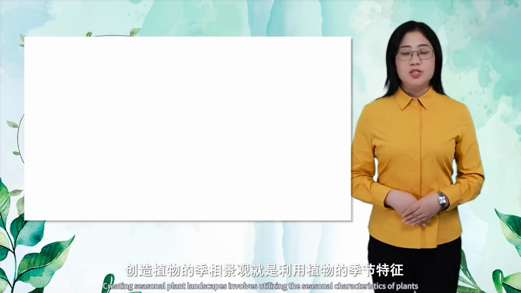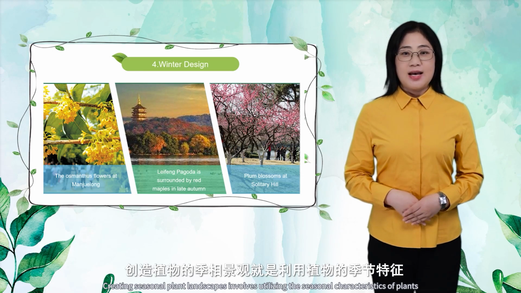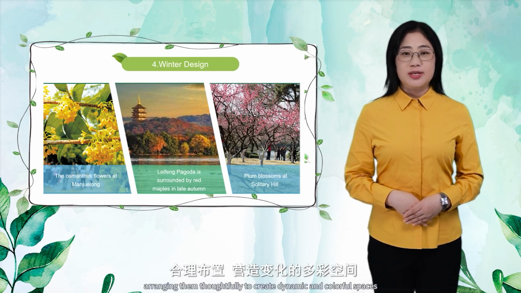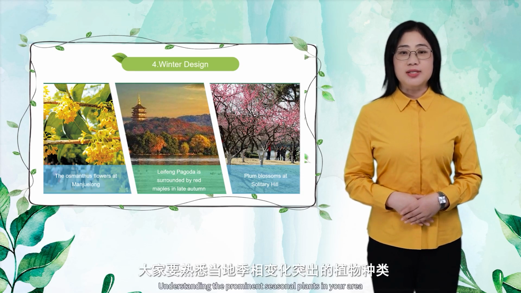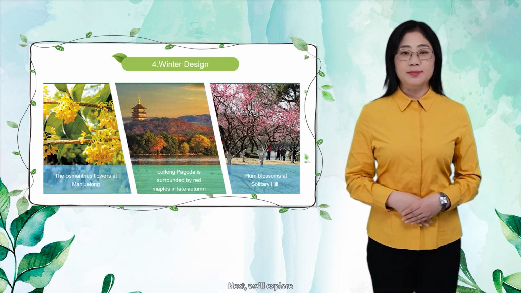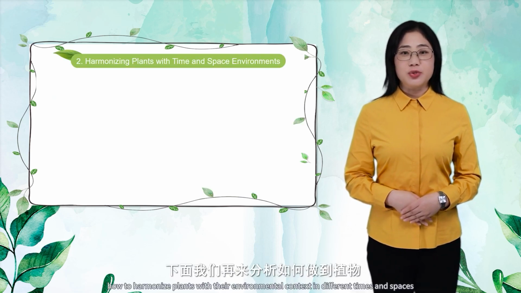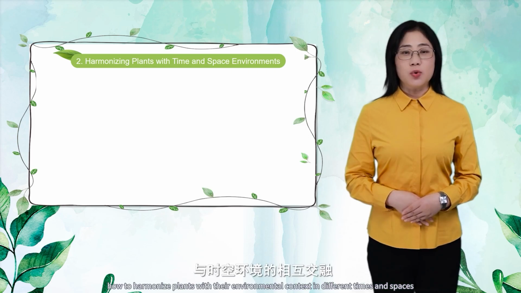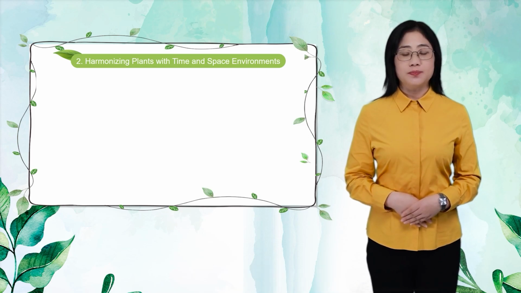captivating. Creating seasonal plant landscapes involves utilizing the seasonal characteristics of plants, arranging them thoughtfully to create dynamic and colorful spaces. Understanding the prominent seasonal plants in your area is essential for effective design. Next, we'll explore how to harmonize plants with their environmental context in different times and spaces.